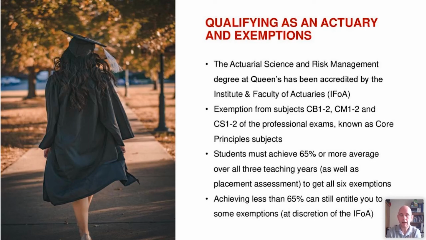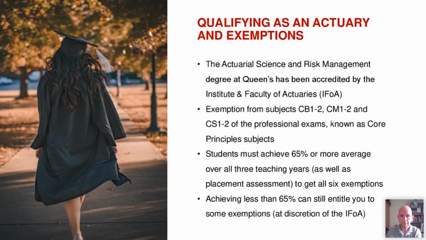So our actuarial modules, in the actuarial degree, map to Institute and Faculty of Actuaries subjects. If you perform well, for example, in Actuarial Maths 1 and 2 with me, you may be eligible for the CM1 exemption. Our students, if they don't come out with the block exemption, which a lot of them do, normally come out with between 1 and 5 exemptions as well.